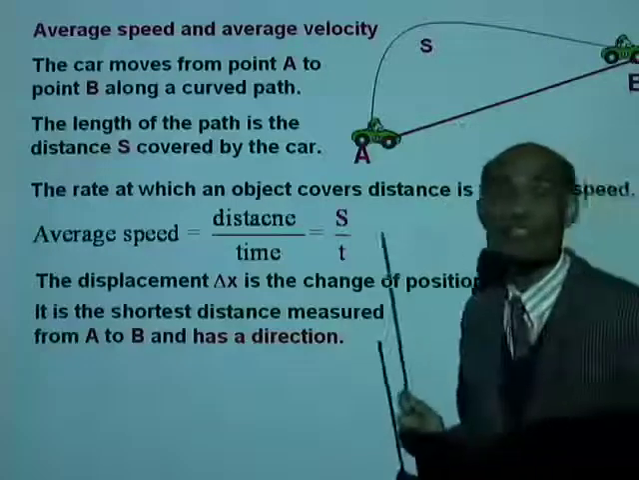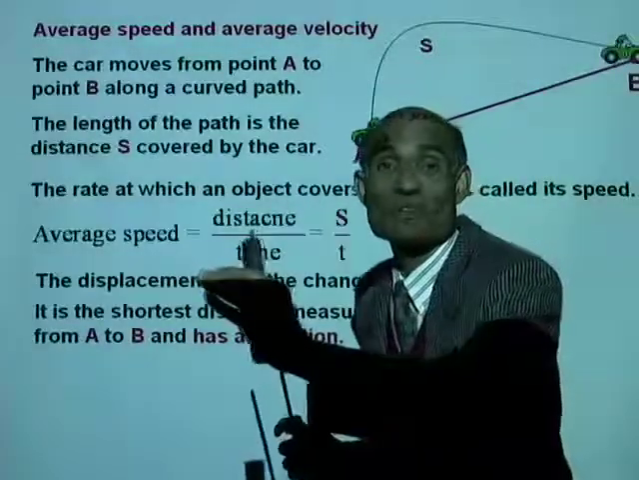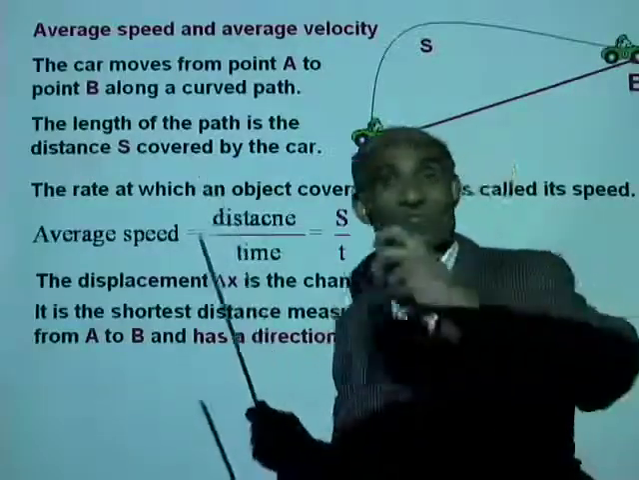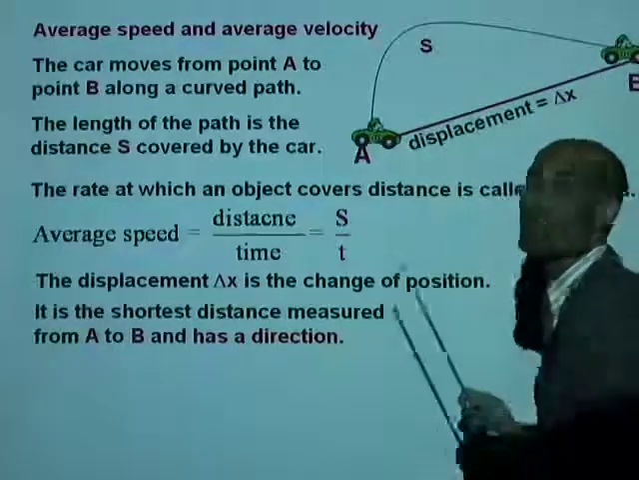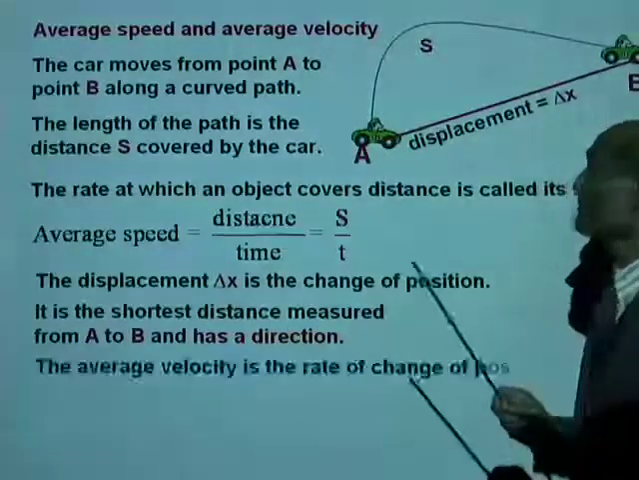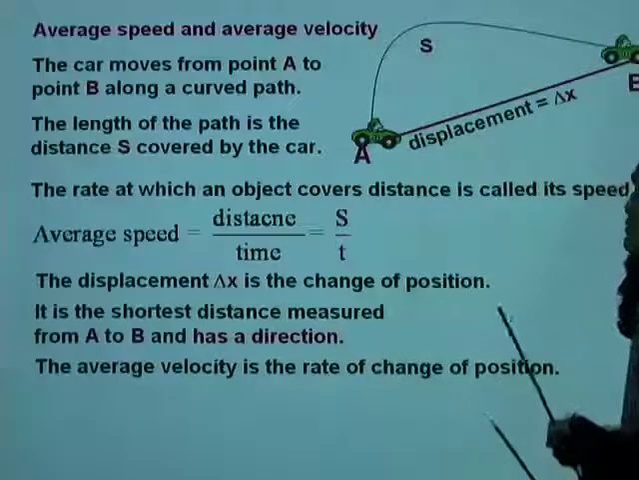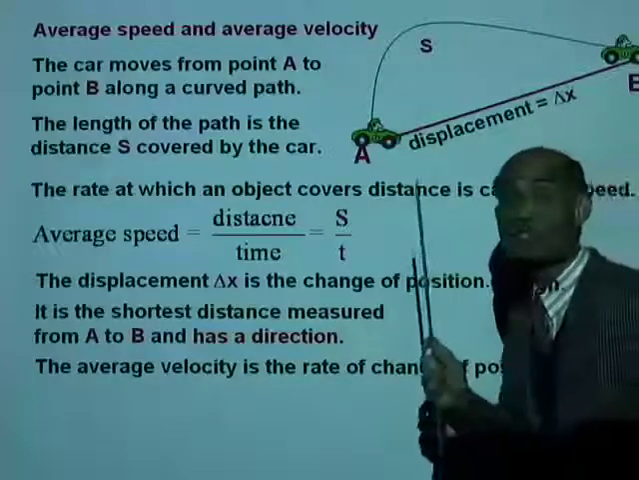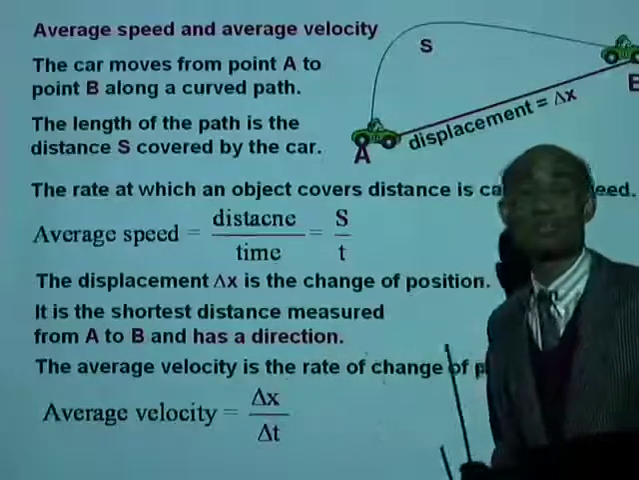Displacement is the shortest distance measured from the initial position to the final position. Now you notice that displacement has a direction from the initial position to the final position. There you are. Displacement delta x is the shortest distance measured from the initial position to the final position, and therefore the average velocity is the rate of change of position. The average velocity will be the rate of change of displacement. It is delta x divided by delta t.